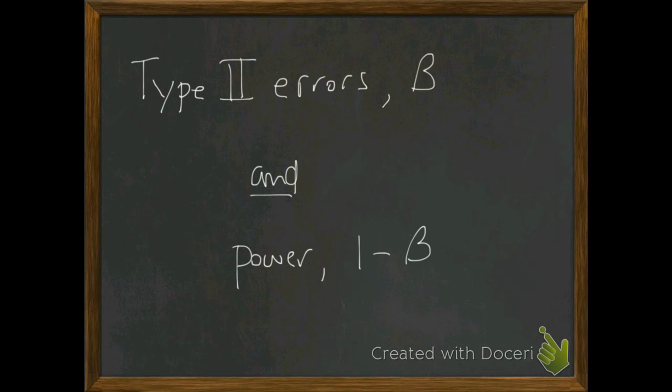This is the third video on type 2 errors, beta and 1 minus beta. Also calculation of power. All right, let's switch it up a little bit. Instead of having a claim about a mean, let's have a claim about a population proportion.